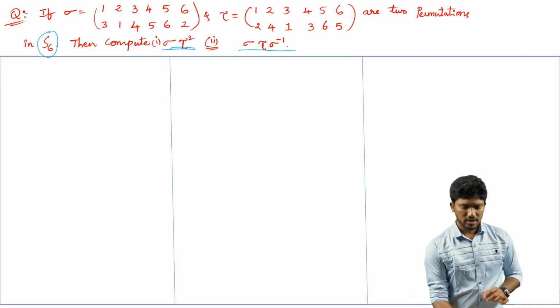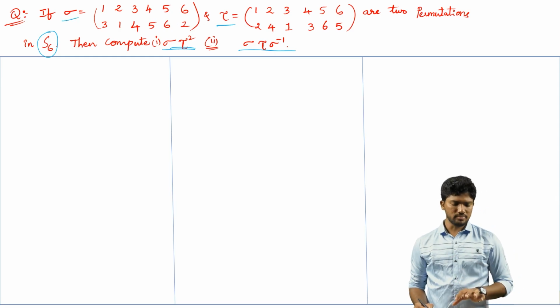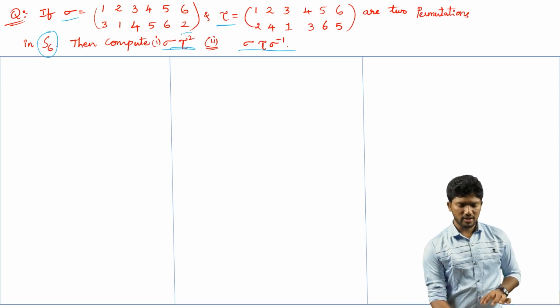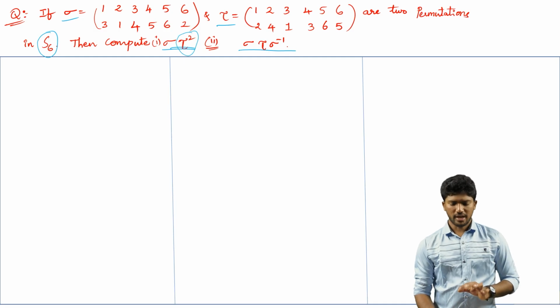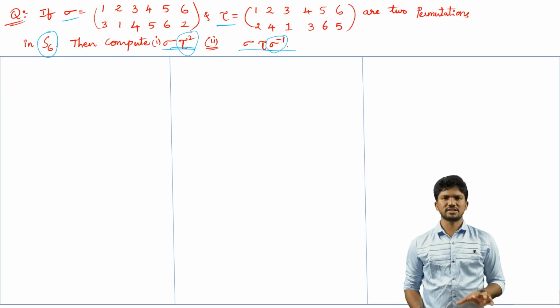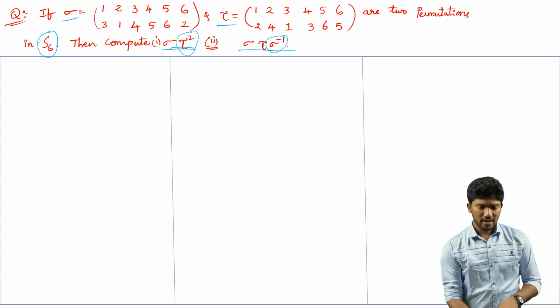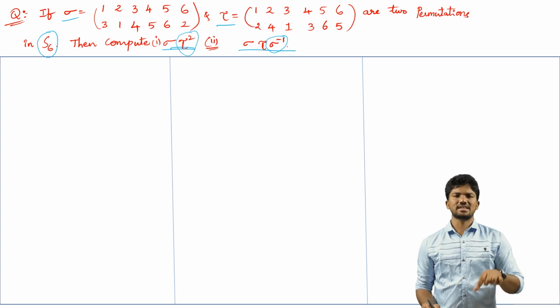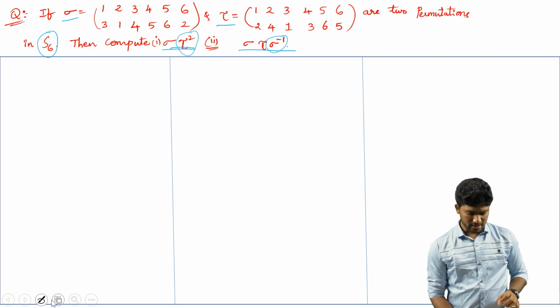Here we have sigma and tau. So to solve the given problem, we have to find out tau square first of all, and we have to find out sigma inverse first of all. The remaining process is the same. Here we have another term, that is S suffix 6. Okay, let us start the solution.